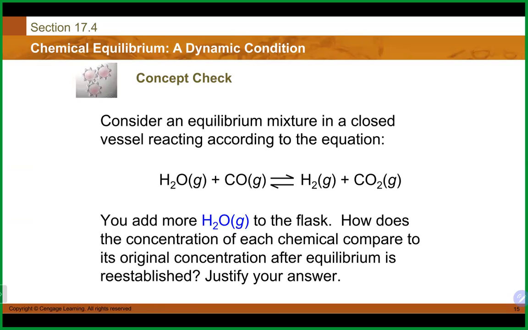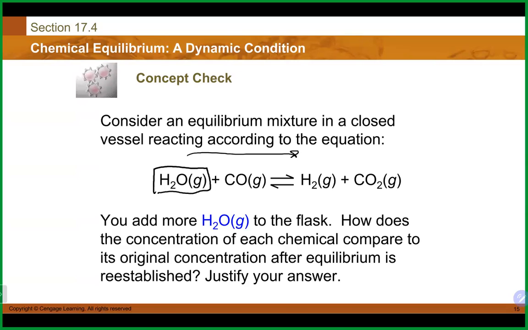So let's take a look at this reaction here. Water plus carbon monoxide makes some H2 and CO2. And if we have this system at equilibrium and we decide to add some more H2O to this, how does everybody's concentration change when we do this? So what will happen when I add this H2O? I am now going to add this H2O, and that should really kick off the forward reaction, because now we have a lot more reactants, which means they can react with each other a lot quicker. And that's really going to kick off the reaction heading in the forward direction.